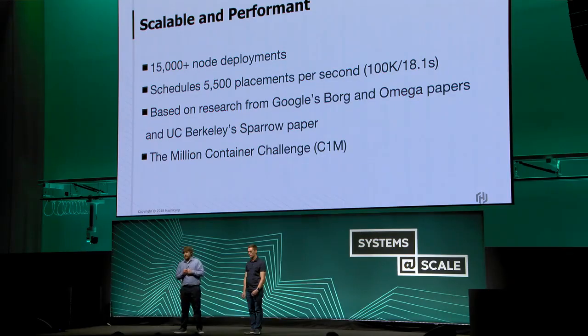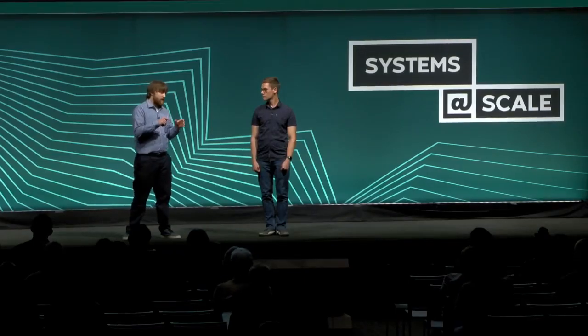But we shouldn't have to sacrifice performance and scalability just to get that ease of use. So we have users of Nomad deploying with over 15,000 nodes in a single region. And we have one user that's doing 5,500 placements of tasks every second on their cluster at peak times. That comes out to be about 100,000 applications scheduled in under 20 seconds. And that's because Nomad's core scheduling logic is built on research done by the likes of Google from their Borg and Omega papers, and UC Berkeley from their Sparrow paper as well.